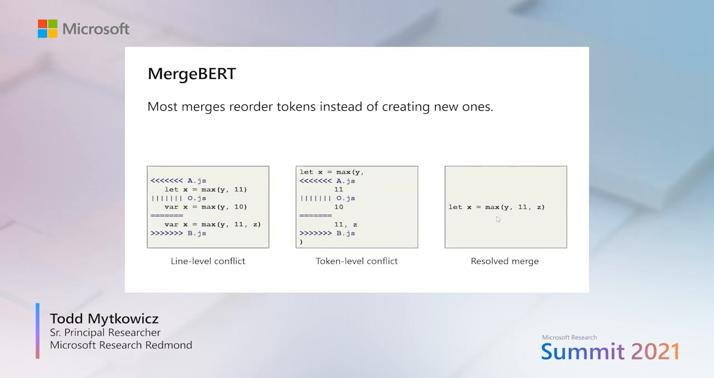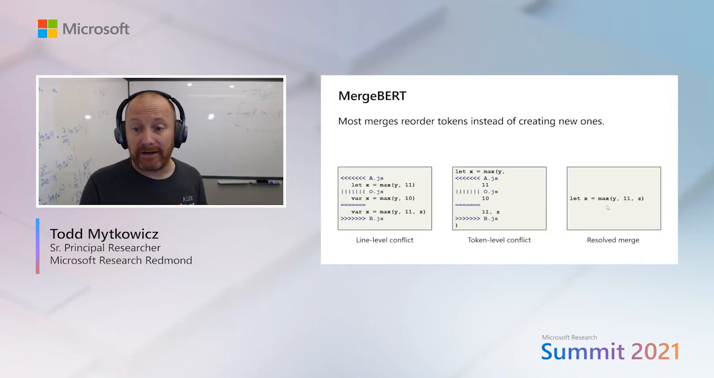If we take a look at the pane on the left-hand side here, it's a line level conflict. That's what you would get if you ran git merge. There's O with .js, which is the original common ancestor, and then A and B have both made edits. Both A and B changed the 10 to 11, except B also added an extra parameter to the max argument function Z. If you look at this at the token level and just do a line structured three-way merge, you'll get that representation in the middle pane, where it's very clear where the conflict is arising.